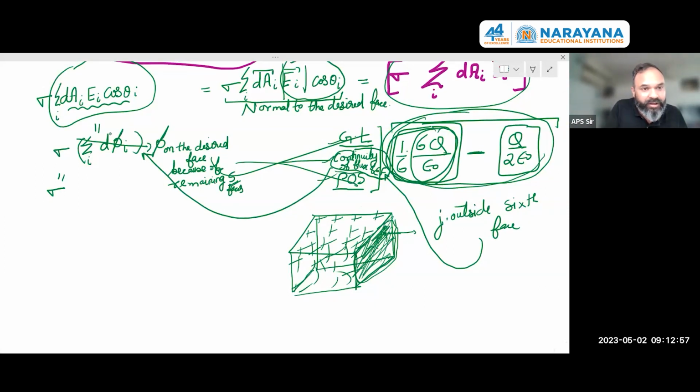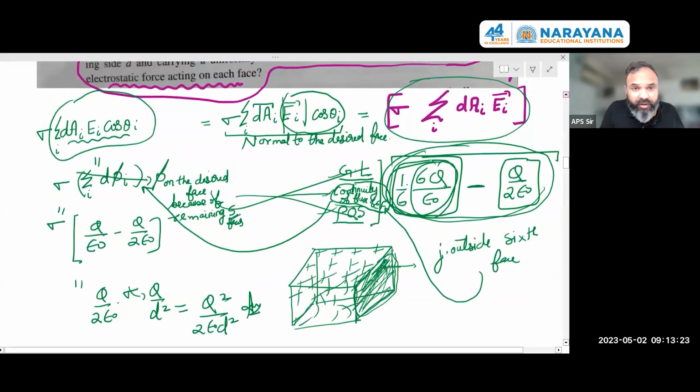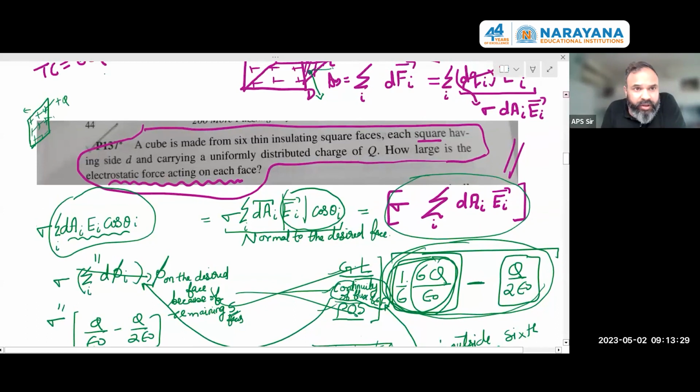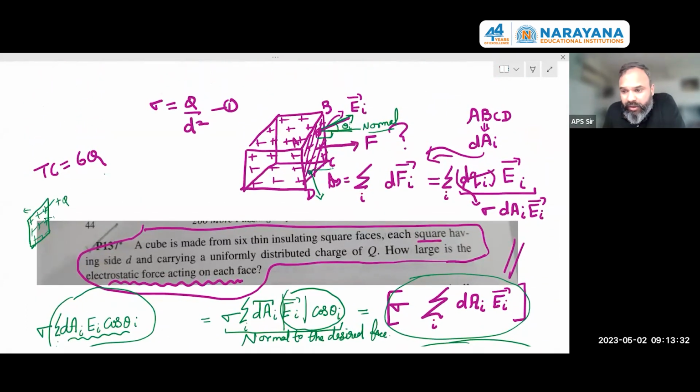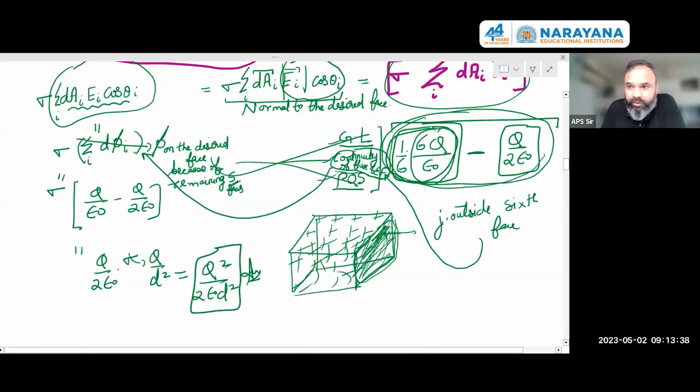So my final answer now can be sigma into this term, and this comes out as q by epsilon naught minus q by 2 epsilon naught. So it is q by 2 epsilon naught into sigma. And to begin with, I wrote this, that sigma is charge upon area square. So it is q square upon 2 epsilon naught d square should be the result, because in the beginning itself, I wrote this term that sigma in this problem is q by d square. So that is how finally our answer to the question is q square upon 2 epsilon naught d square.